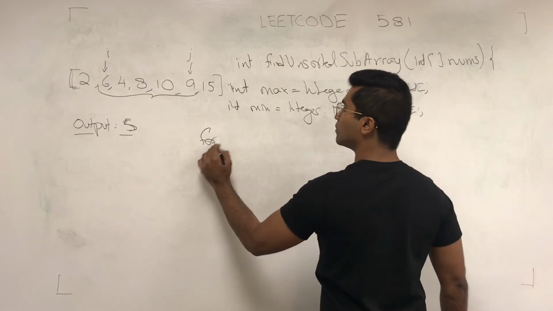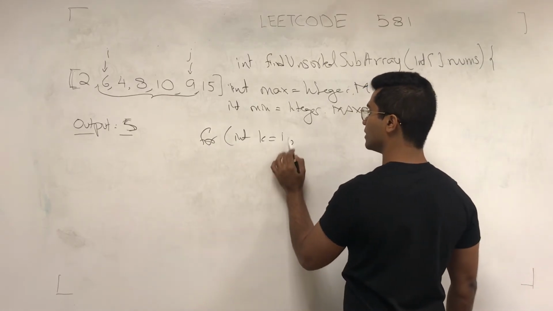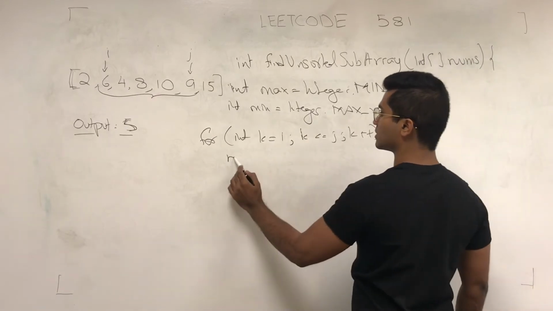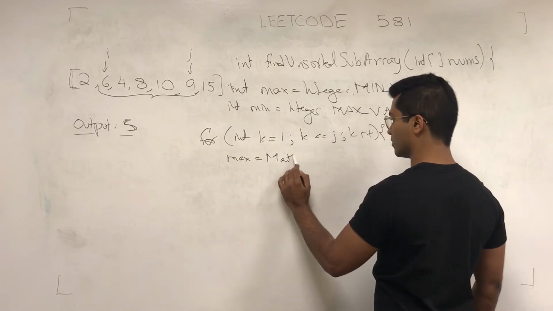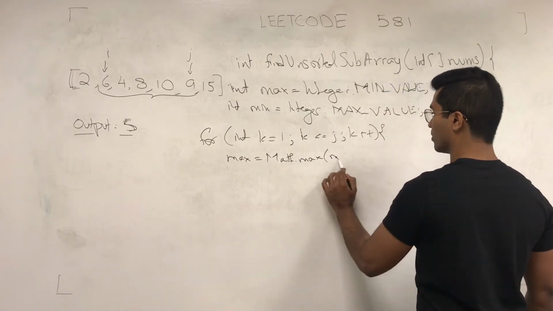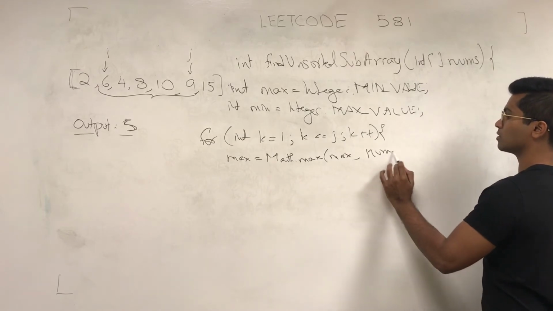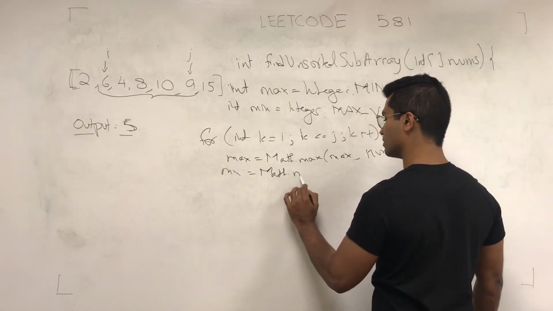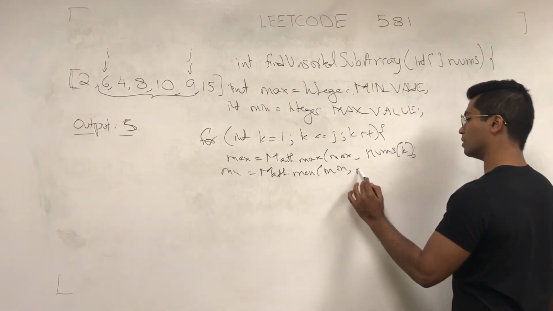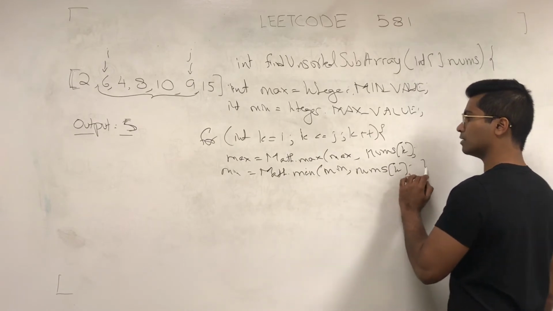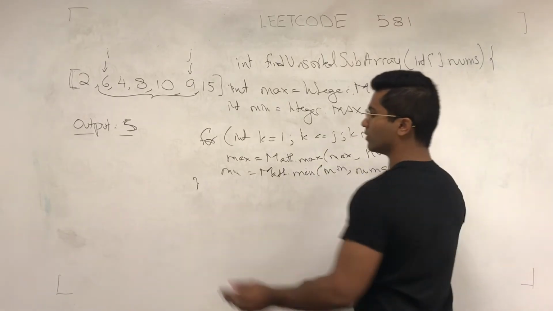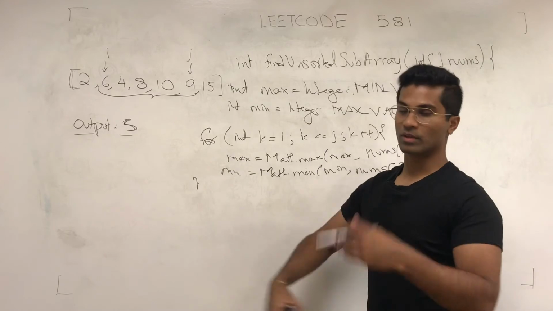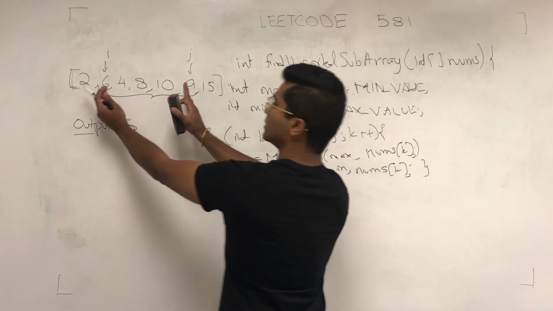So it's going to be for int k equals i, k is less than or equal to j, then k plus plus. Max is just going to be Math.max of max, comma, nums of k. And same thing with min. Math.min of min, comma, nums of k. Now that we found the min and max within this range, the max is 10, min is 4. What we need to do, if there was an example with duplicates, is push i and j back out.